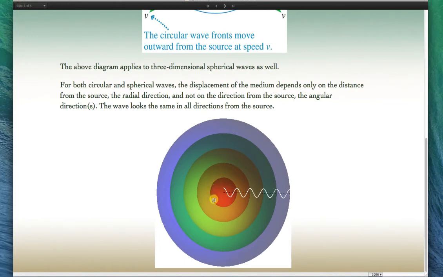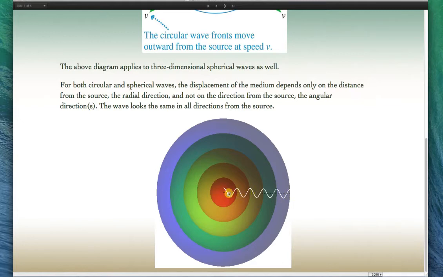I've got these circles that are different colors: red, orange, yellow, and then green, blue, purple, whatever that is. And I've drawn that sinusoidal function so you can see each shell, the boundary of each shell represents where the amplitude is a maximum above equilibrium. And then it goes down, then it comes back up again, and then down and back up. So as this wave is traveling radially outward, the medium is going up and down, up and down, as this little white sine function or cosine function travels outward.